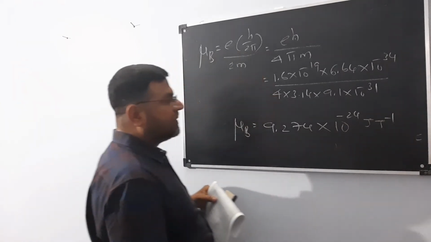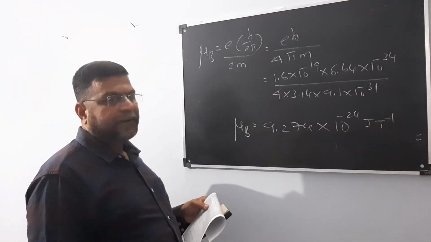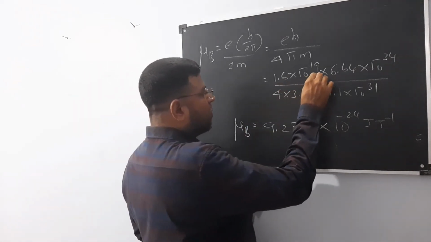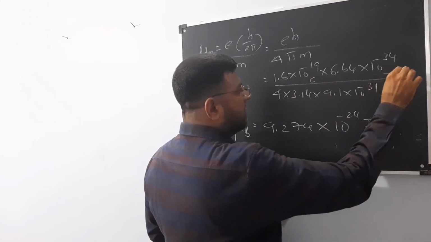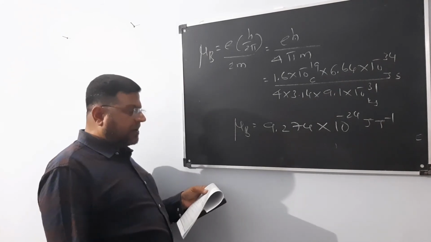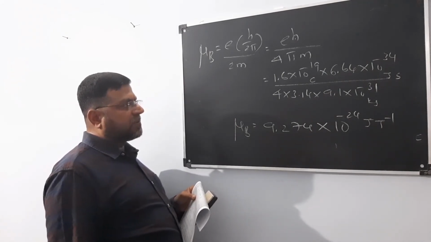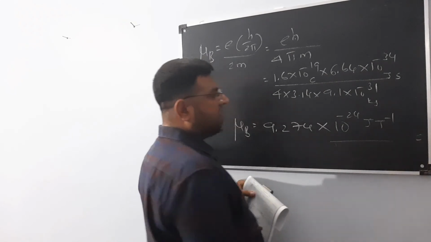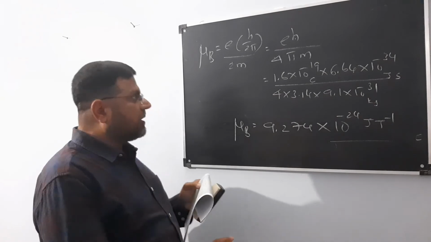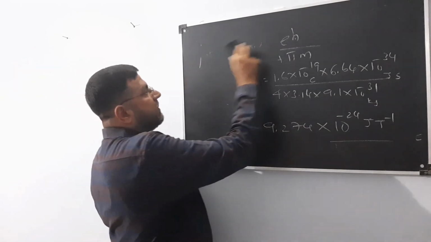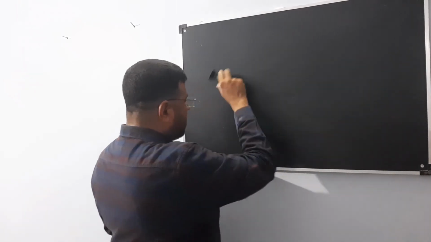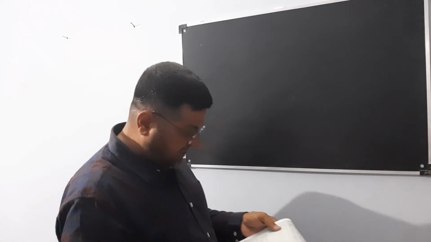joule per tesla. Because here you are getting coulomb, joule second, kg, kg. So all this put together, we are getting this unit as joule per tesla. So you have to remember this. You have to remember the value of Planck's constant, the charge of an electron, and the mass of an electron.